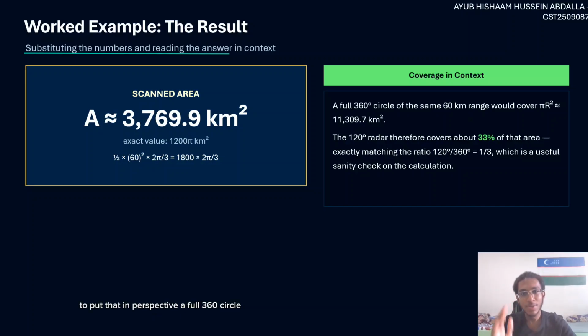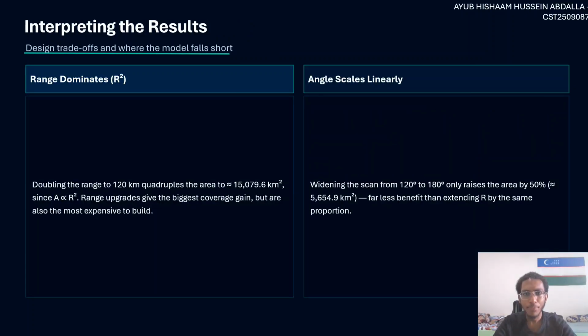To put that in perspective, a full 360 degree circle at that same 60 kilometer range would cover about 11,309.7 square kilometers. So our 120-degree radar sector covers roughly 33% of that, which makes sense since 120 over 360 is exactly 1/3. That's a nice sanity check that our calculation is correct. Okay, let's go to the next slide.